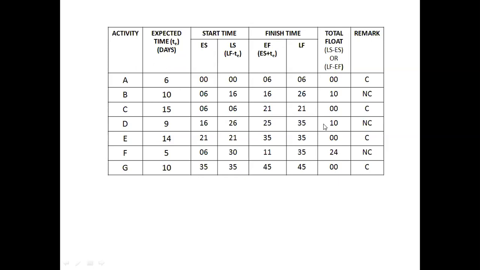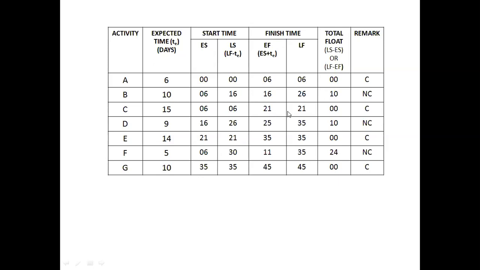Then finally, we find the total float, which is the difference between latest start and earliest start, or latest finish and earliest finish. As we know, both differences must be the same. So here for activity A, 0 minus 0 is 0, and 6 minus 6 is 0. For B, 16 minus 6 is 10, and 26 minus 16 is also 10.